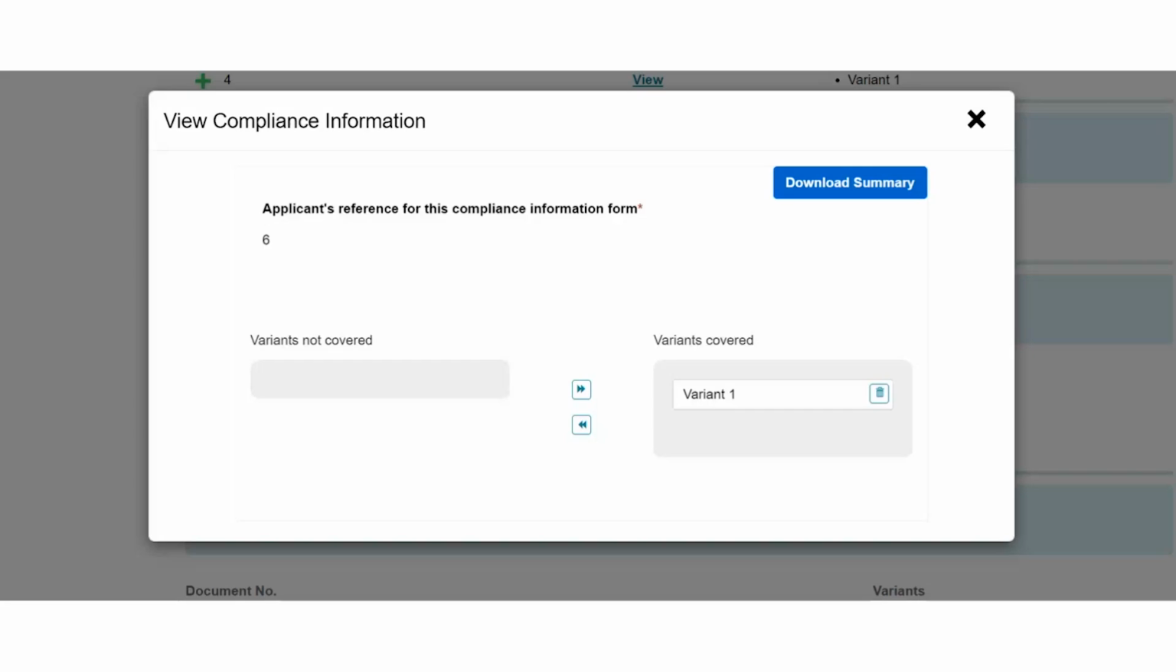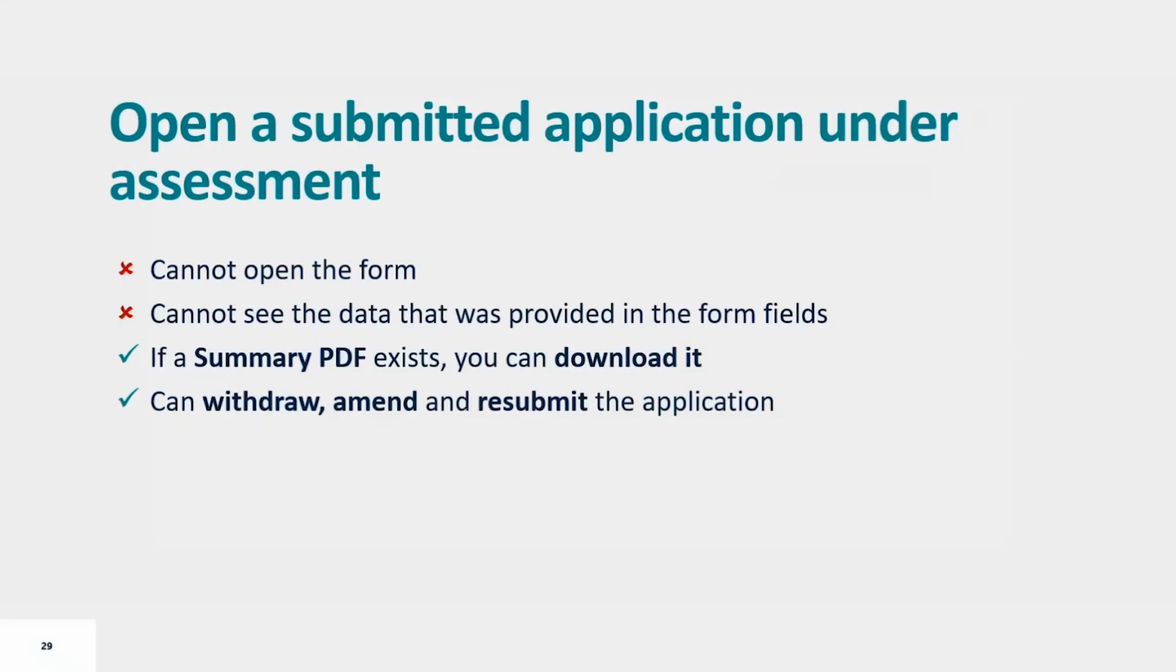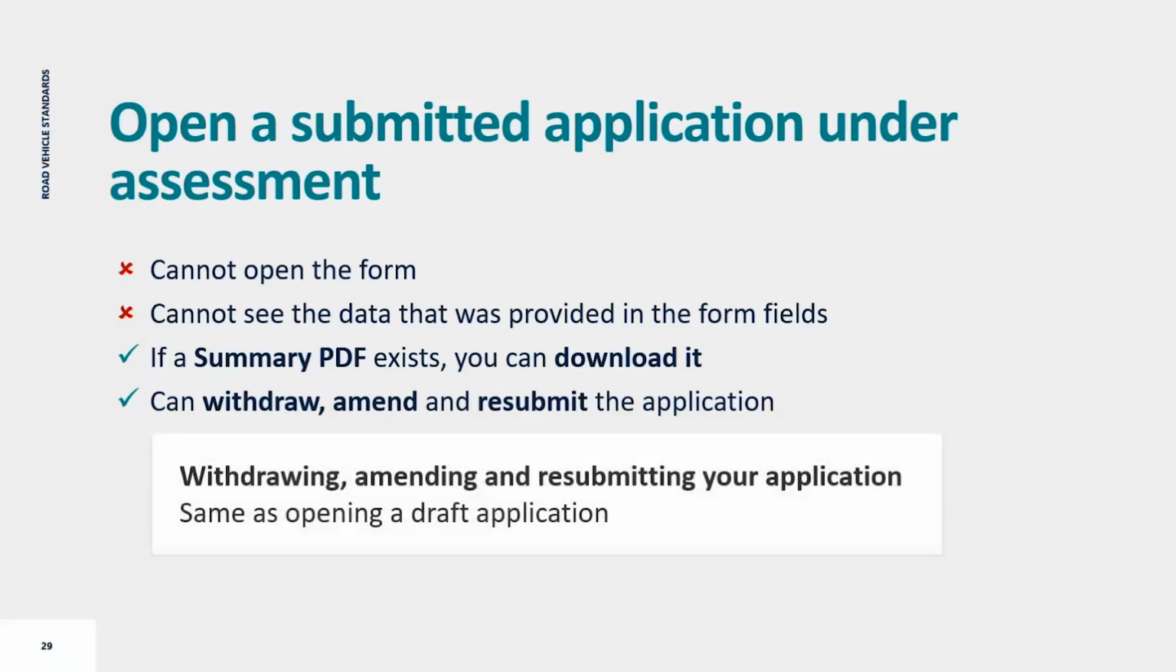You will see the legacy CI forms, which you won't be able to see or edit the data, but you will be able to see the document reference and associated variants, which you will be able to add or remove. And you will be able to remove the legacy forms or add new CI forms as needed. Here I've listed what I've just showed you, which is what you can expect when you open a previously submitted application under assessment in the rebuilt ROVER portal.